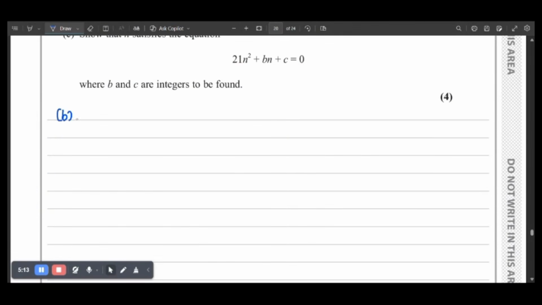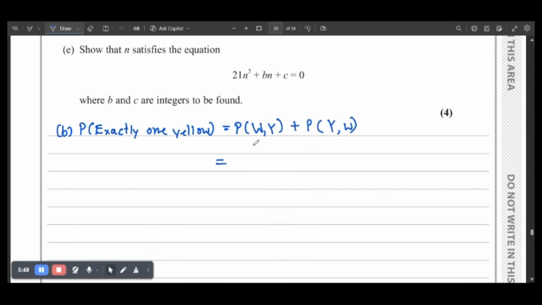So for part B, we can write probability of choosing exactly 1 yellow is equal to the probability of choosing a white bead and then a yellow bead, and the probability of choosing a yellow bead and then a white bead. These are the probabilities we need to sum up to find our desired probability.